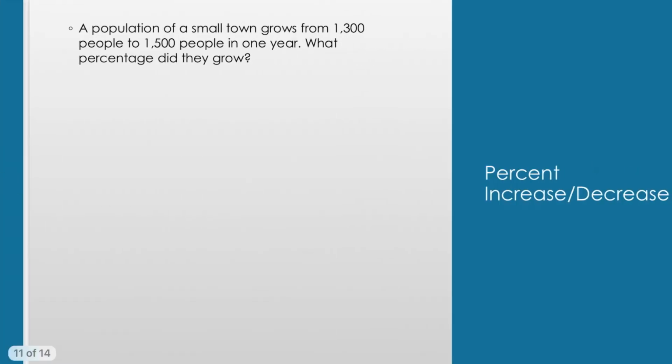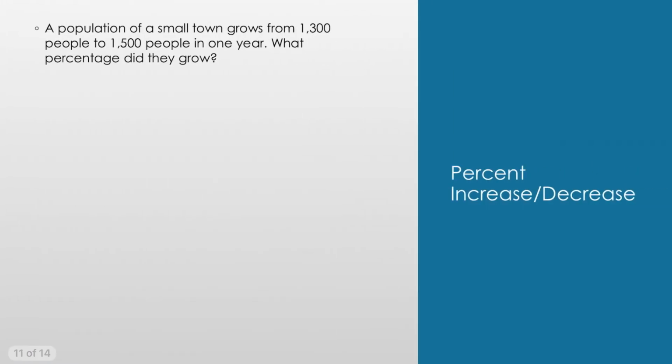Okay. So here's another example, percent increase or decrease. Let's say a population of a small town grows from 1,300 people to 1,500 people in 1 year. What percentage did they grow? So we want to find how much they grew. So we know 1,500 minus 1,300 people is 200 people.